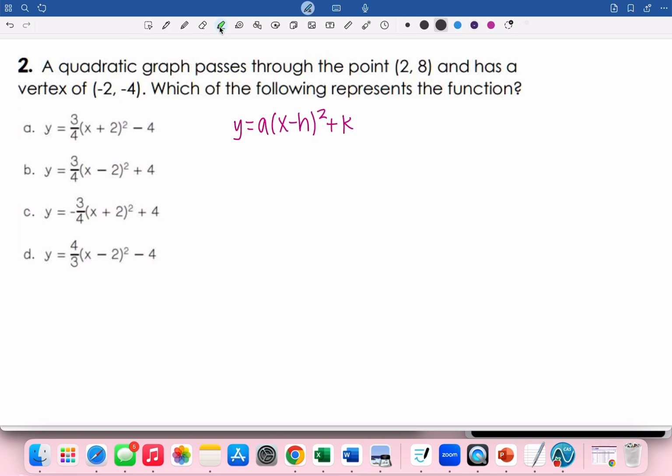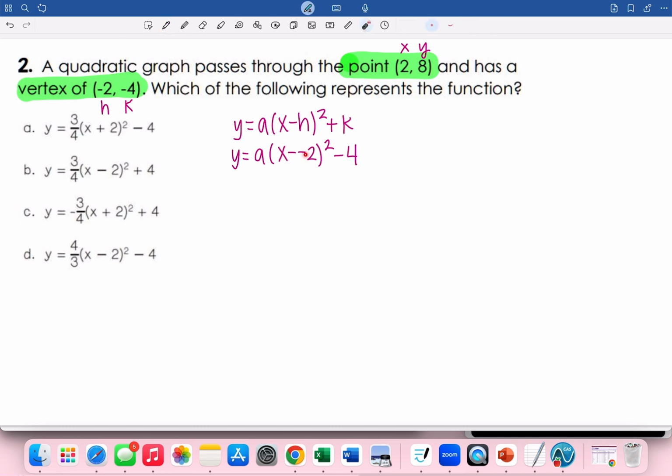So it's very important that you go through the problem and identify your point and identify your vertex. We want to label our point as (x, y) and our vertex as (h, k). Whenever I am given a point and a vertex, our first step is to plug the vertex into the vertex form equation. So this is y equals a(x minus the value of h, which is -2) squared, and then plus k, which in this case means subtracting 4.